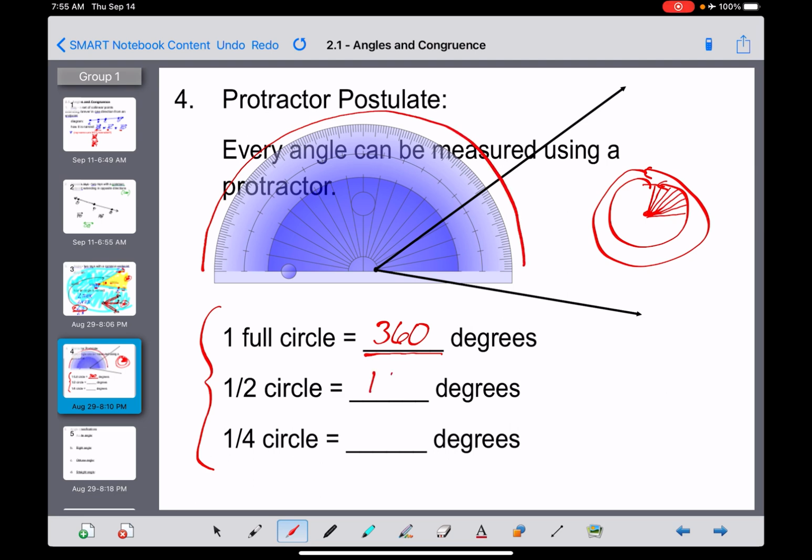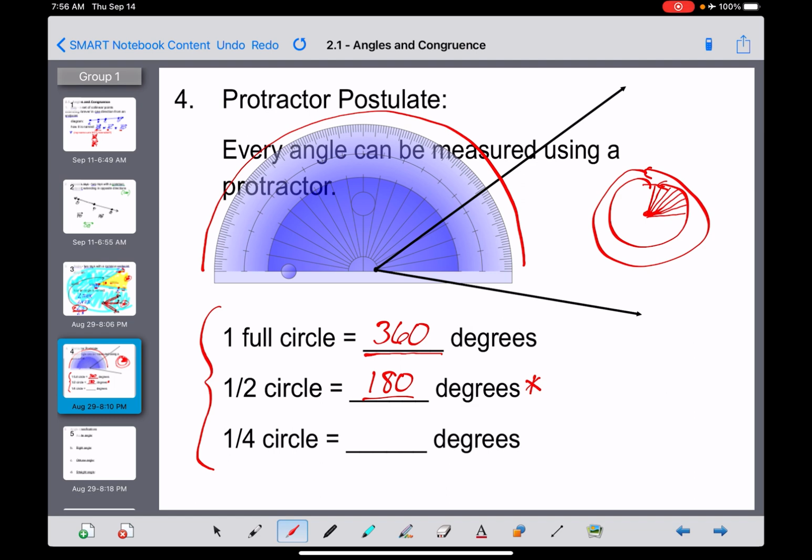Half a circle then, like I have drawn in this protractor right over here, is going to be 180 degrees. And guys, that amount right there, put a little star by that. The fact that a half circle is 180 degrees is one of the most important ideas we're going to use in all of geometry. We're going to come back to this number over and over and over again, so we want to make sure we understand that.